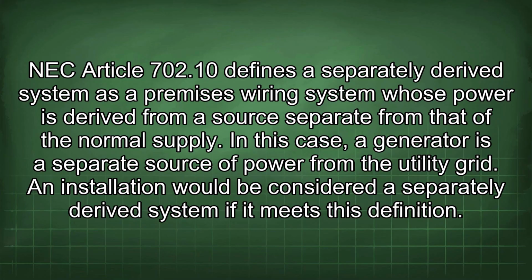NEC Article 702.10 defines a separately derived system as a premises wiring system whose power is derived from a source separate from that of the normal supply. In this case, a generator is a separate source of power from the utility grid. An installation would be considered a separately derived system if it meets this definition.